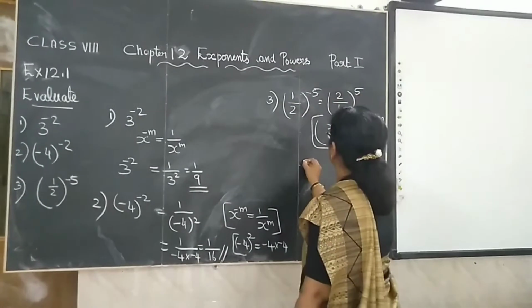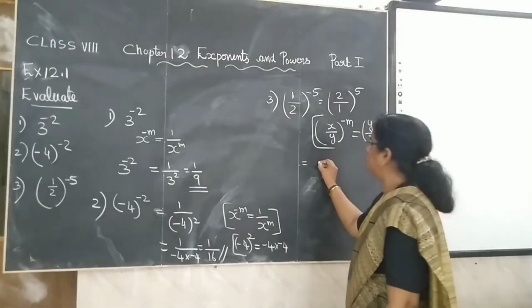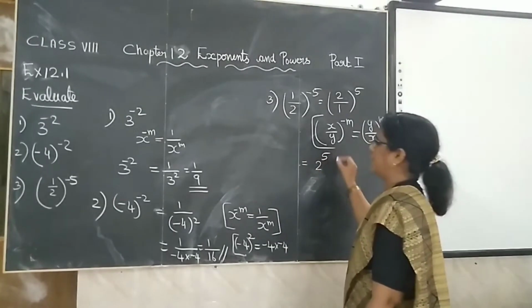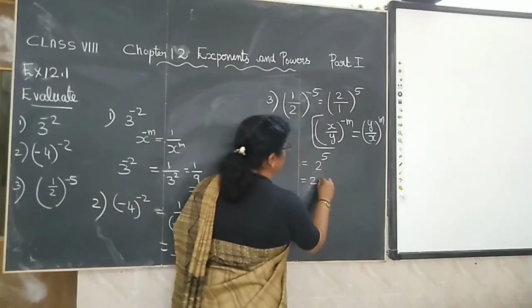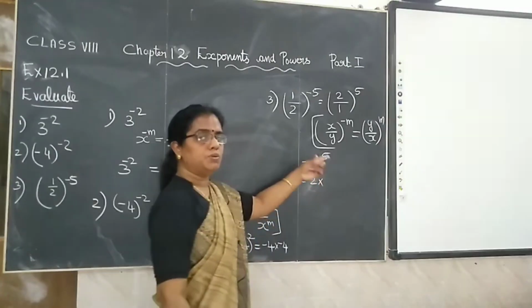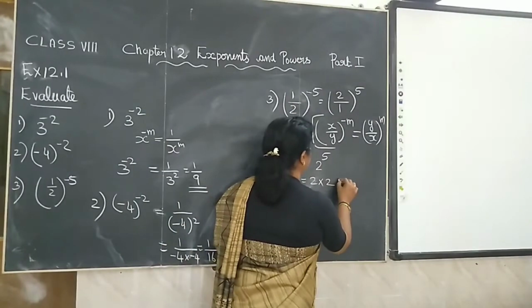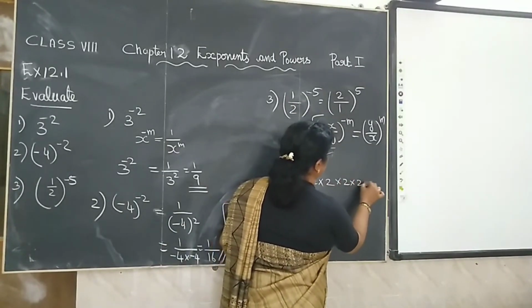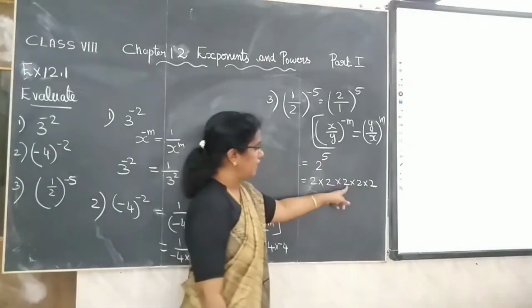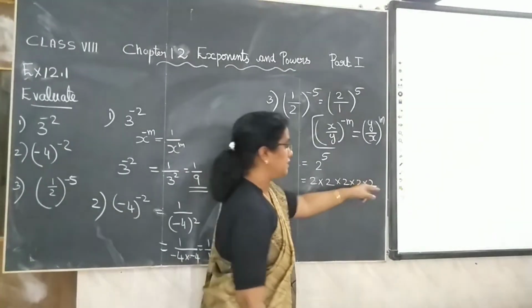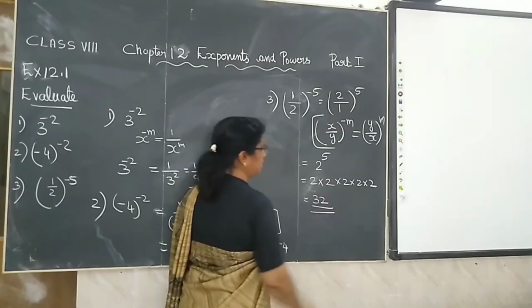Now we can simplify. (2 by 1) whole raised to 5: 2 by 1 is 2, so 2 raised to 5. 2 raised to 5 means 2 is repeating 5 times, so we have to write 2 five times. 2 into 2 is 4, 4 twos are 8, 8 twos are 16, 16 twos are 32. Therefore 32 is the simplified answer.